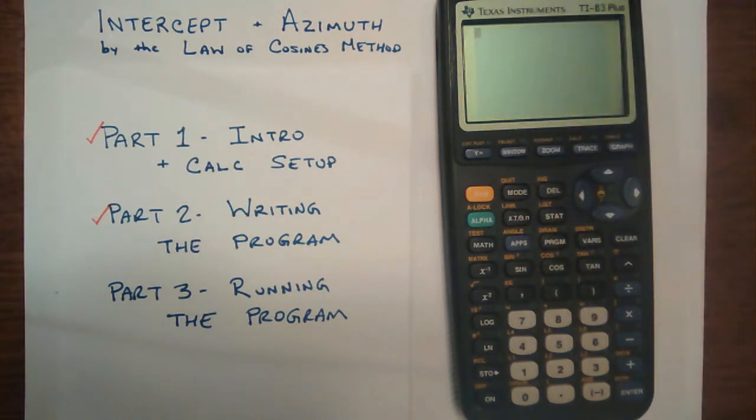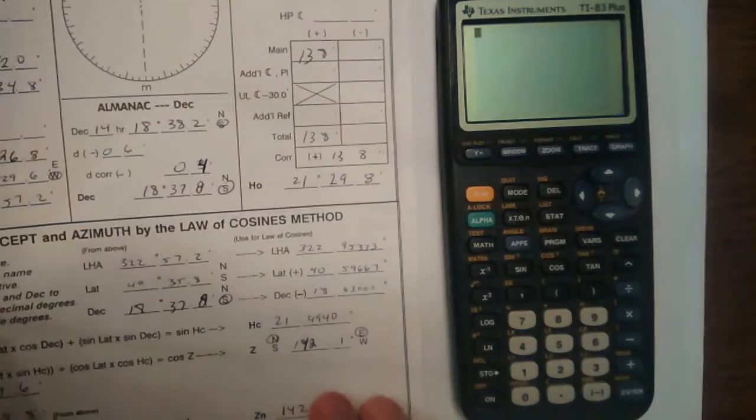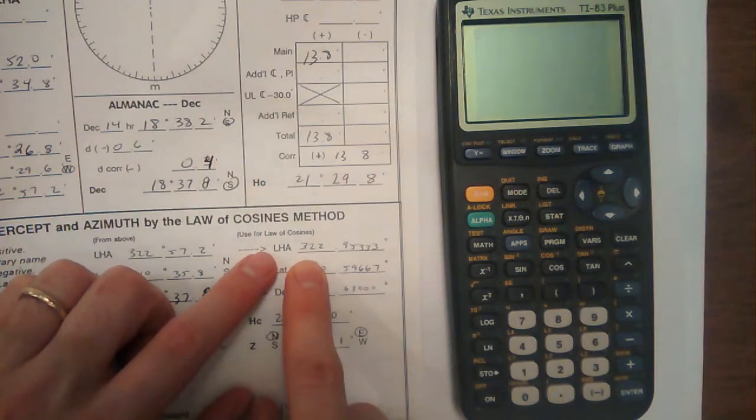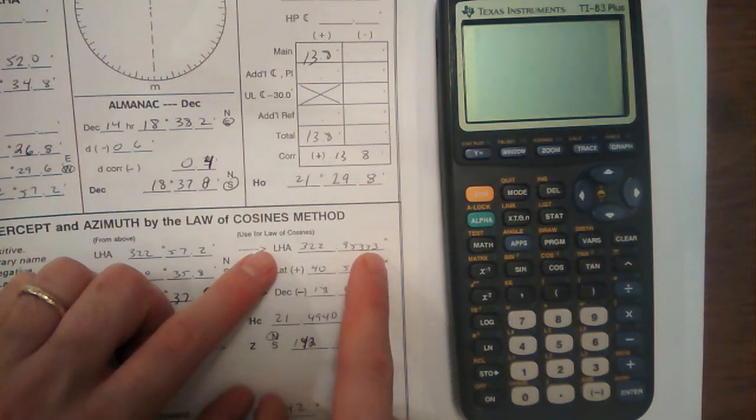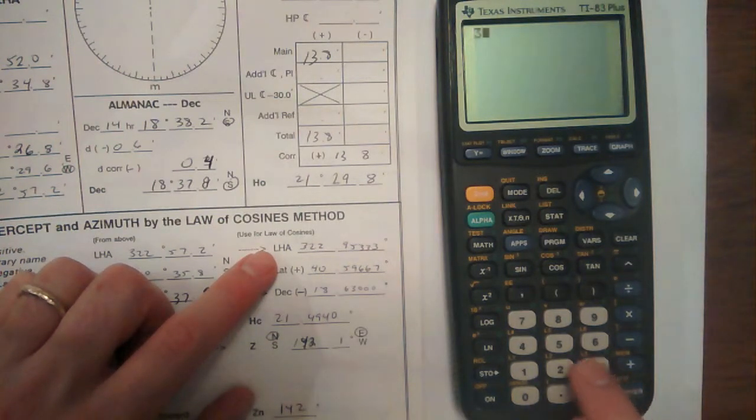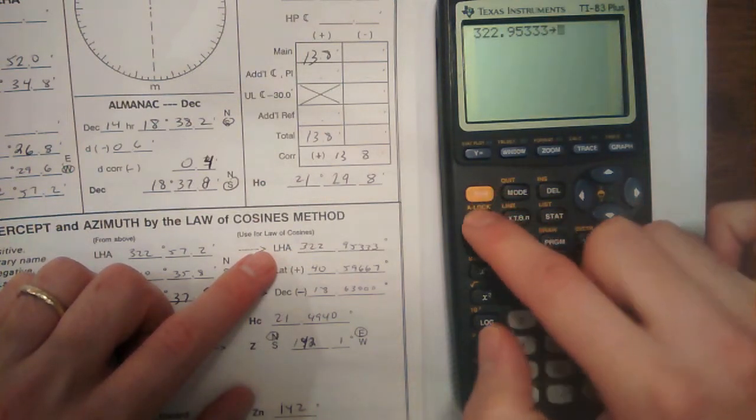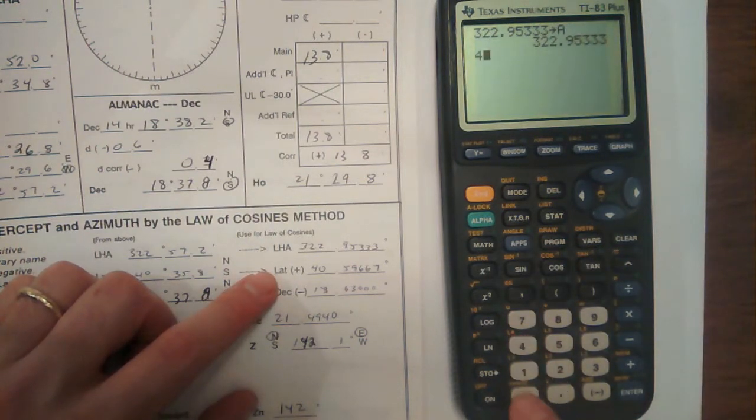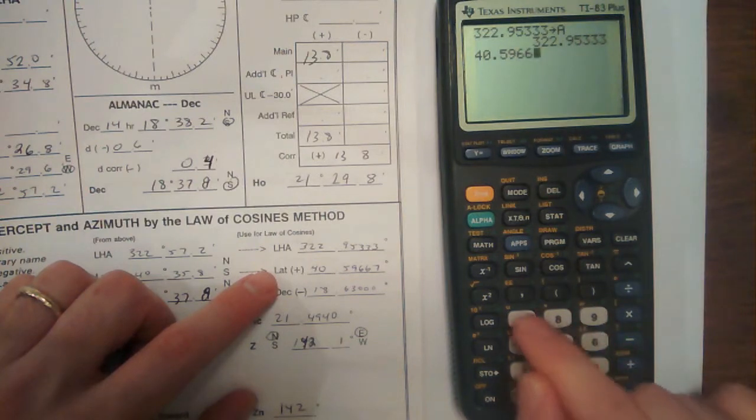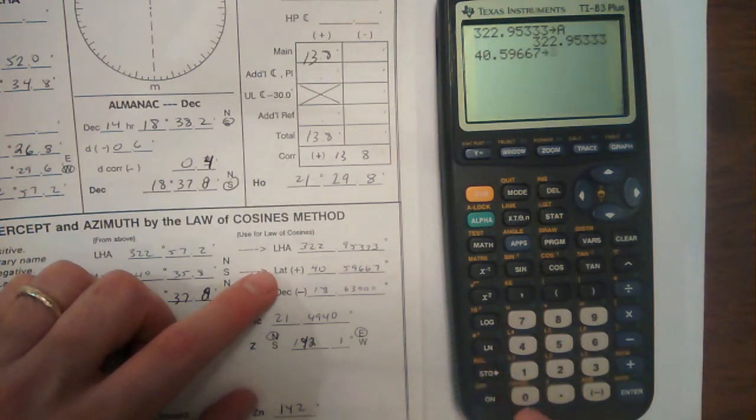So to demonstrate that this works, I'll use one of my old sight reduction forms. You can see my LHA was 322.95333. We simply take that number, 322.95333, and store it using the STO arrow into alpha A. We take our latitude, 40.59667, and store it to alpha B. Hit Enter.